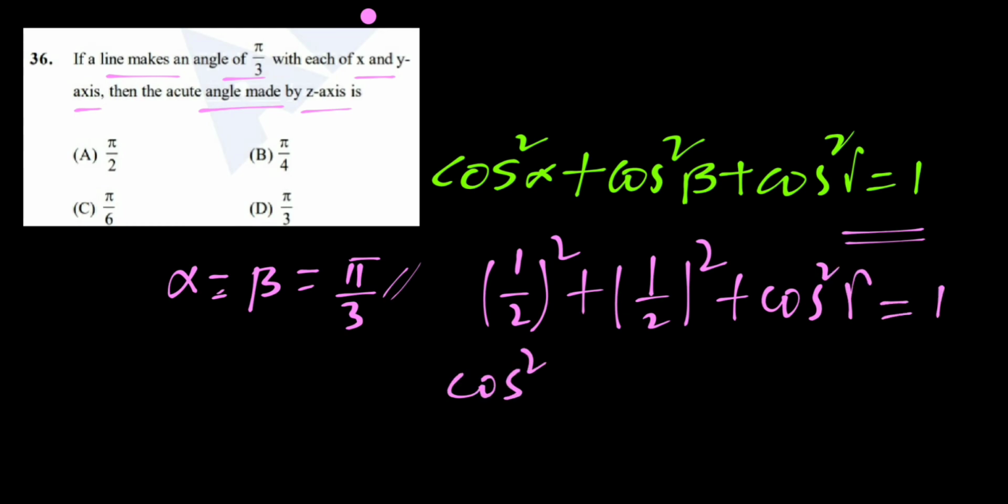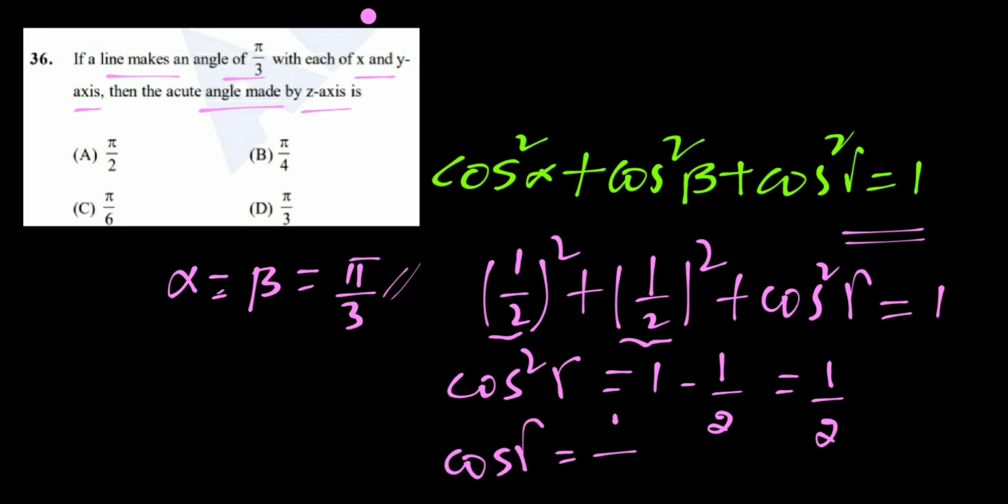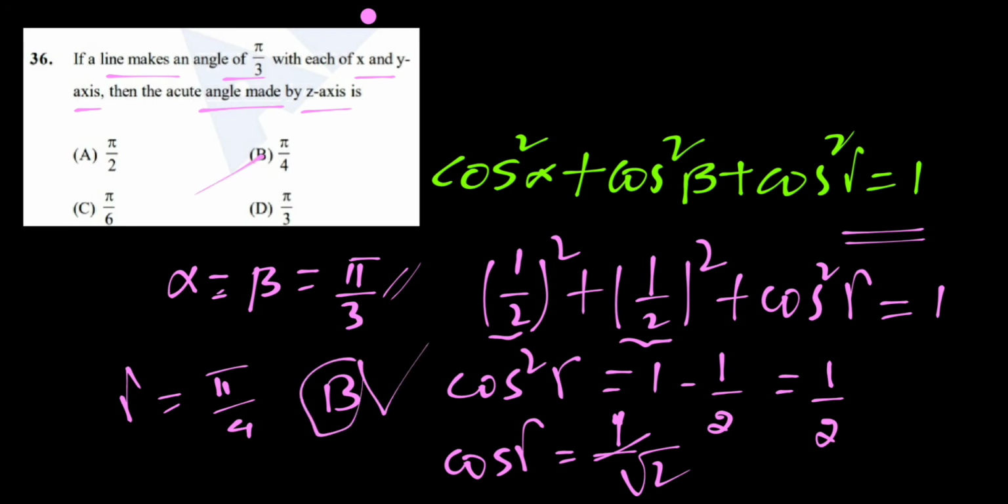So cos square gamma is equal to 1 minus, you will get here 1 by 4 plus 1 by 4 in total. If you simplify, 1 by 2 you will get, that side you send negative. So next, cos square gamma is equal to 1 by 2. Cos gamma is equal to 1 by root 2. So gamma is equal to pi by 4. Pi by 4 is nothing but 45 degrees. So option B is the correct answer.